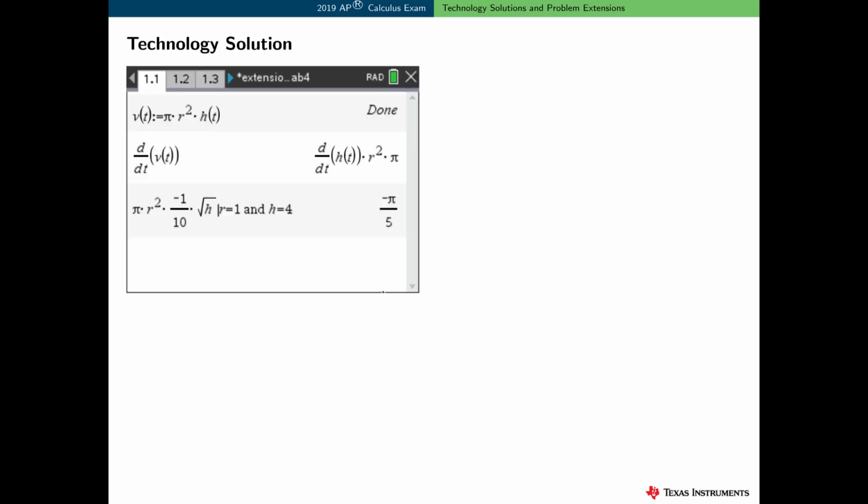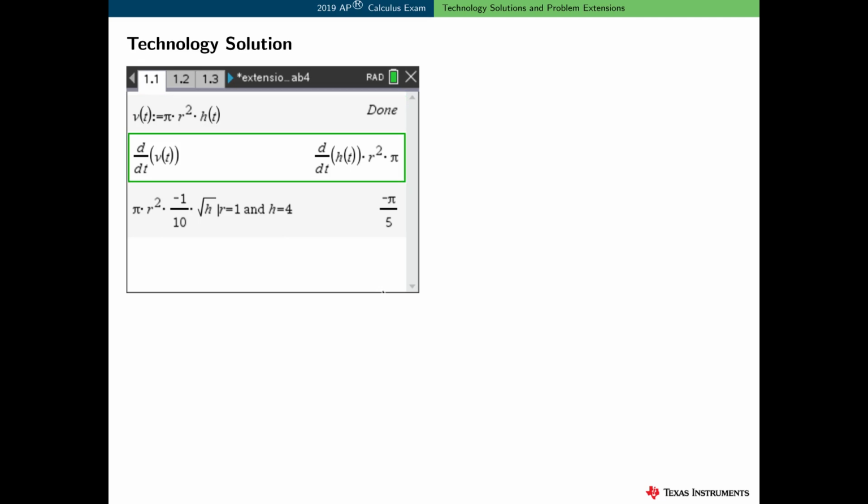And even though it might be too much of a good thing, we can use technology to explore and confirm this solution. Here is a way to do this using the TI-Nspire. First, I defined a function v, where r is a variable and h is a function of t.